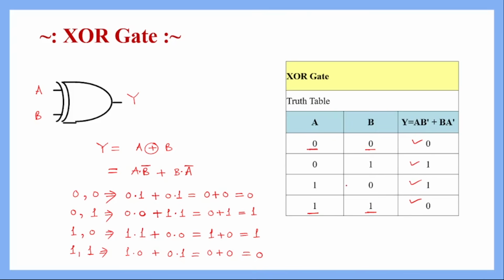But if both the inputs have the opposite status, one at logical high level and the other at logical low level, then the output of that gate will always be at logical high level, and that is the concept of the XOR gate.